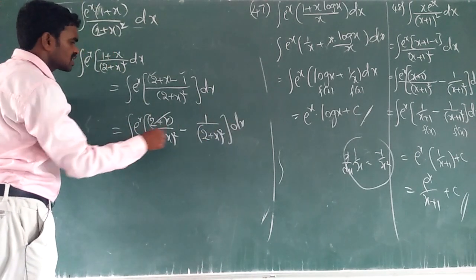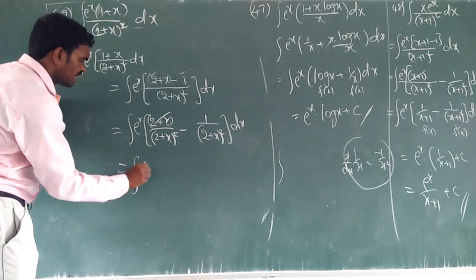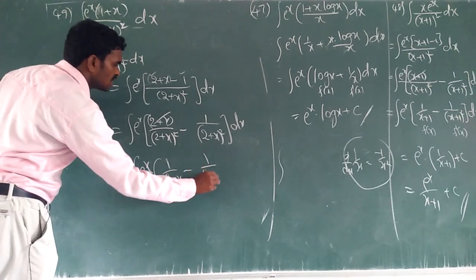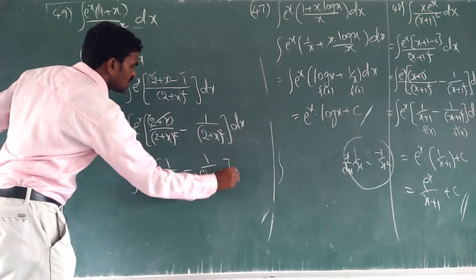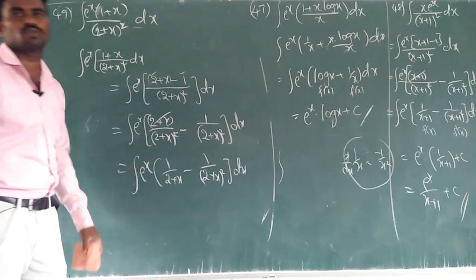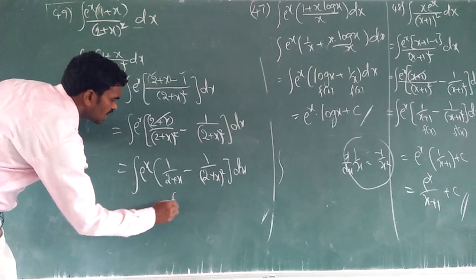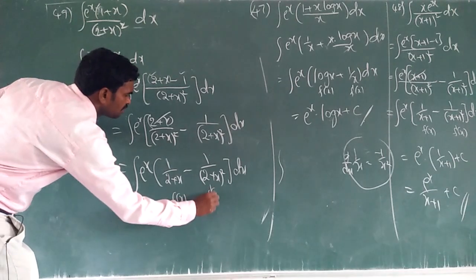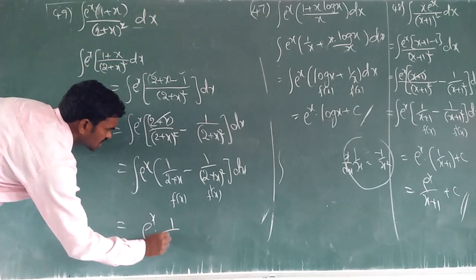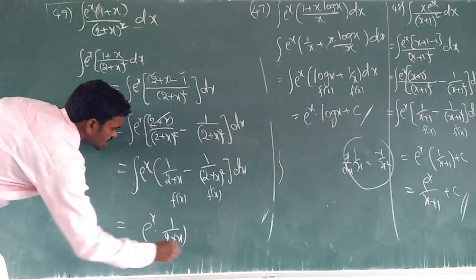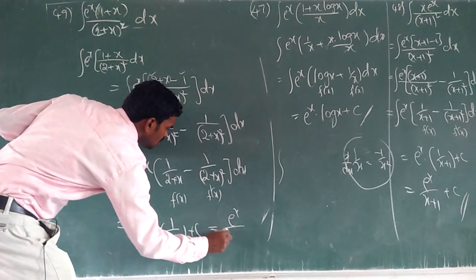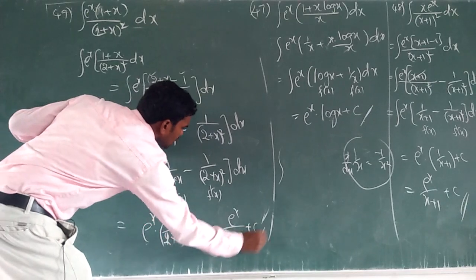So here the 2 plus x term and a square term cancel. We get e power x of 1 by (2 plus x) minus 1 by (2 plus x) whole square. Here also the derivative of 1 by (2 plus x) becomes minus 1 by (2 plus x) whole square. So this will be f of x and this will be f dash of x. So the answer will be what? e power x into f of x, that means e power x by (2 plus x) plus c.